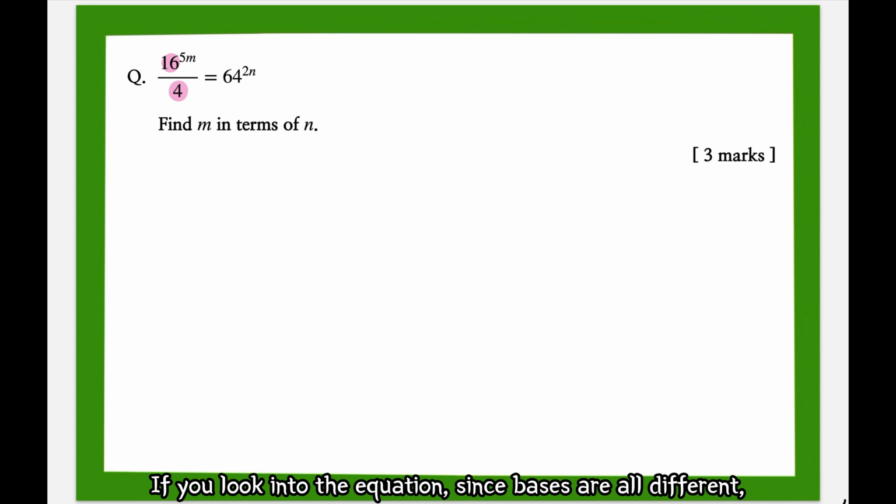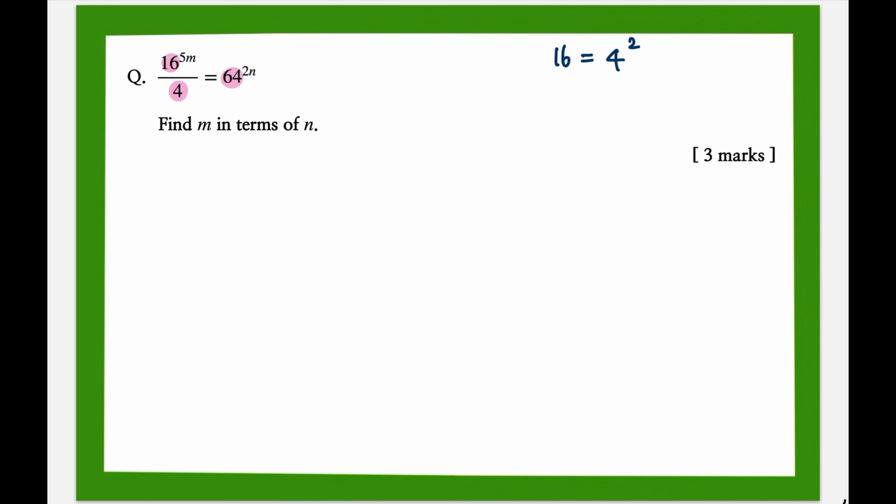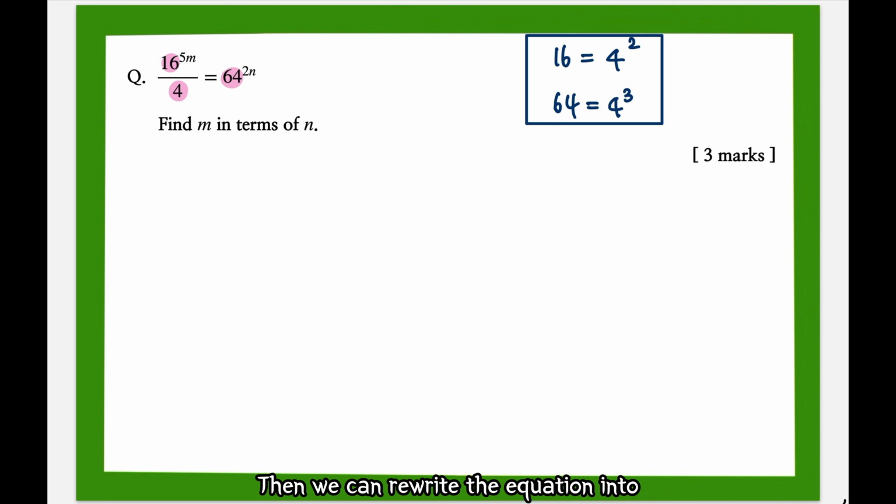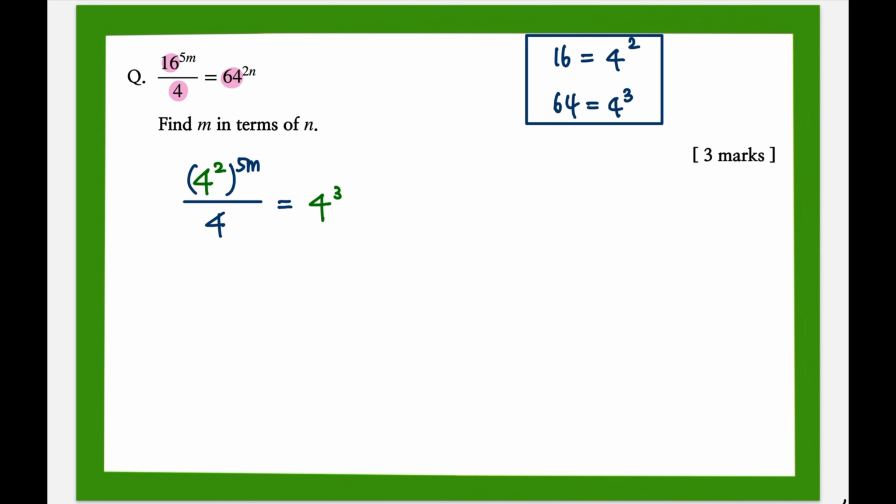If you look into the equation, since the bases are all different, we have to match that base first. We know that 16 is equal to 4 to the power of 2, and 64 is equal to 4 to the power of 3. Now let's replace those numbers with the same base of 4. Then we can rewrite the equation into 4 to the power of 2, bracket to the power of 5m, over 4, equals 4 to the power of 3, bracket to the power of 2n.